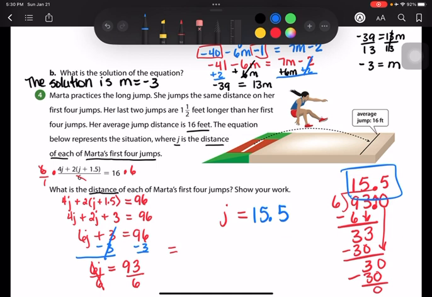So it says the equation represents a situation where J is the distance of each of Martha's first 4 jumps. So that means her distance must have been 15 5/10 feet for her jump. Okay, so this is your result.